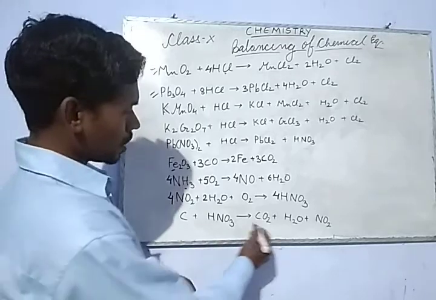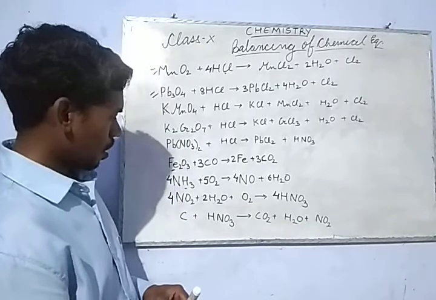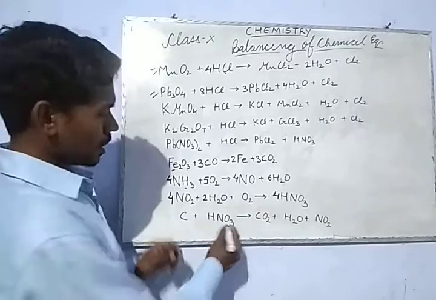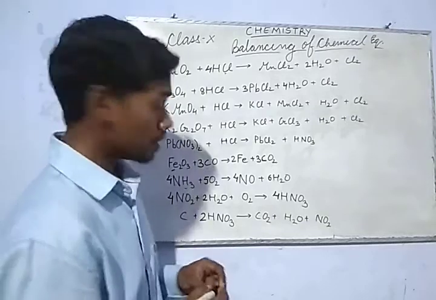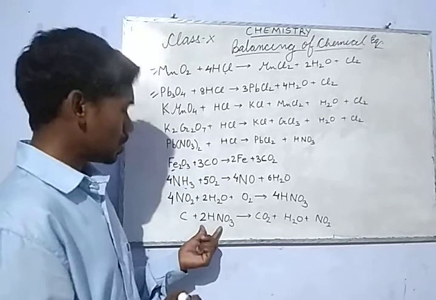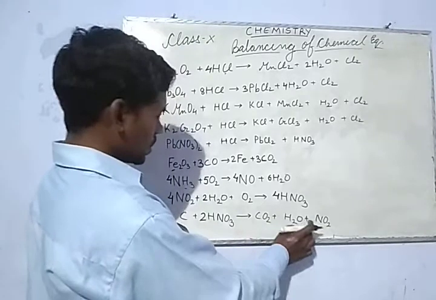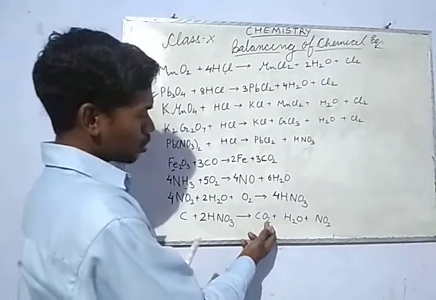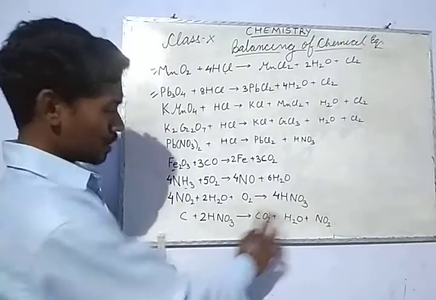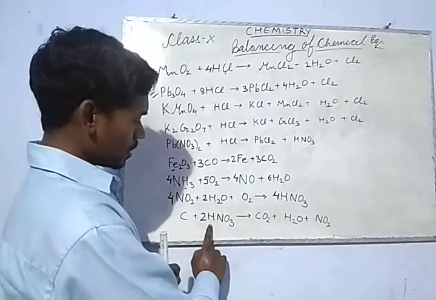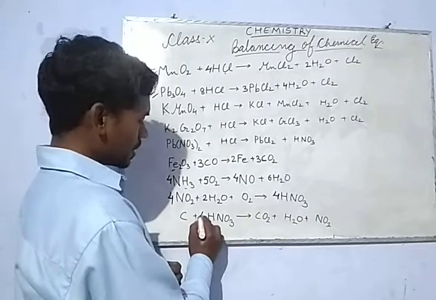C plus HNO3 gives CO2 plus H2 plus NO2. Again here, the oxygen is odd. Let's make it even. How many nitrogen here? 2 nitrogen, and 2 hydrogen here. When 2 hydrogen is done, let's see the number here. Oxygen 2 to 4, 4 plus 1, 5. You see it is 5 here. That means here it is even and here it is odd. This is not possible. So what do we do? We need to make it the next even number.